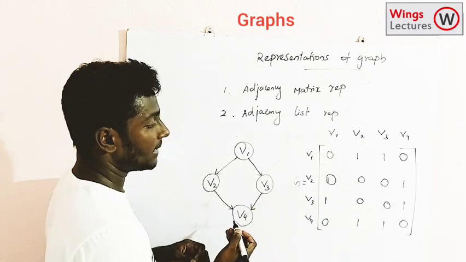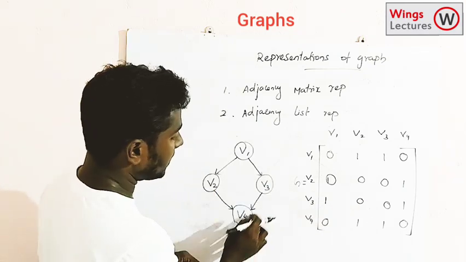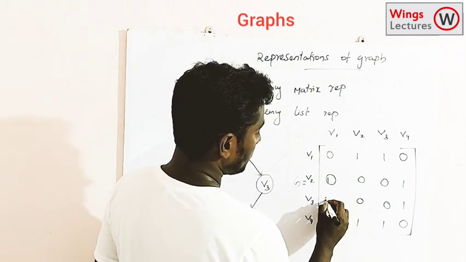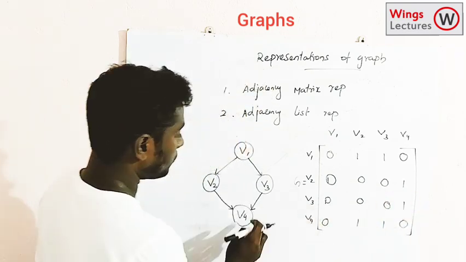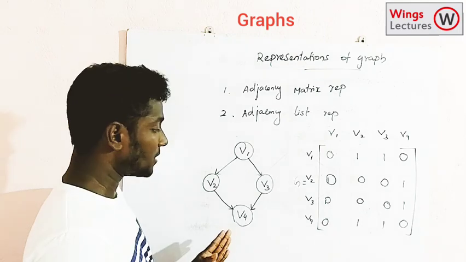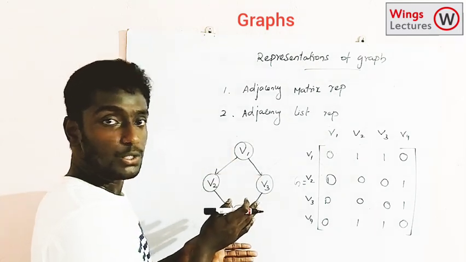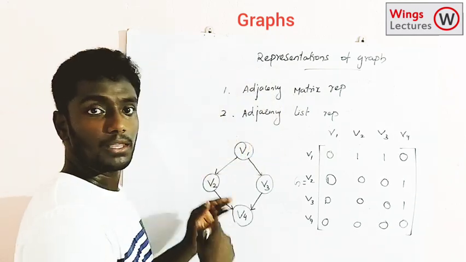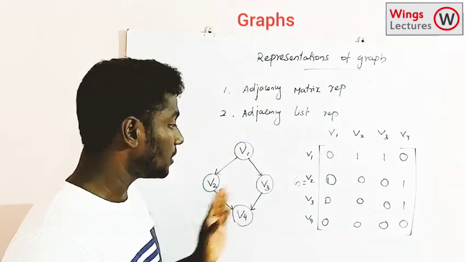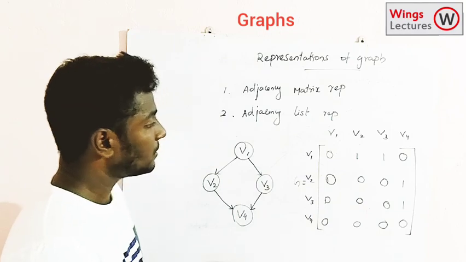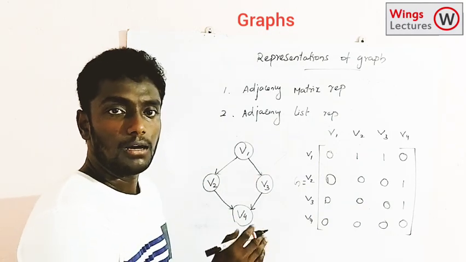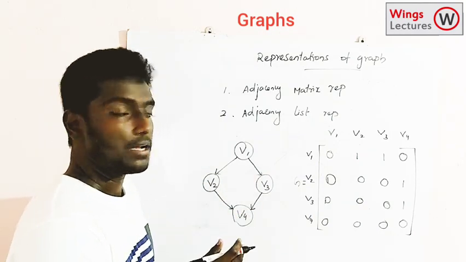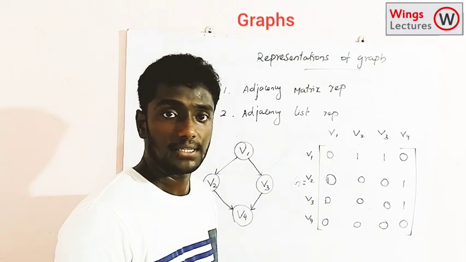So similarly we can make it, and from V3 we are having only a connection to V4, and from V4 there is no connection to other adjacent nodes, so we have to keep 0 for all others in that particular row. Okay, so that's it. This is how we are going to make an adjacency matrix for representing the graph.